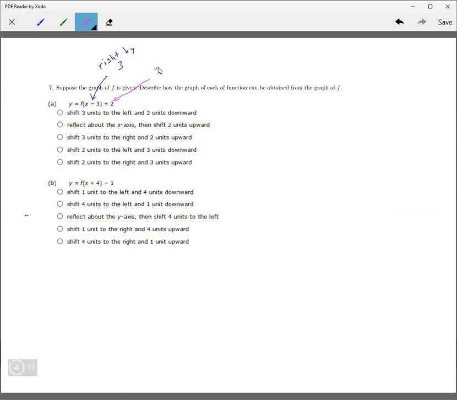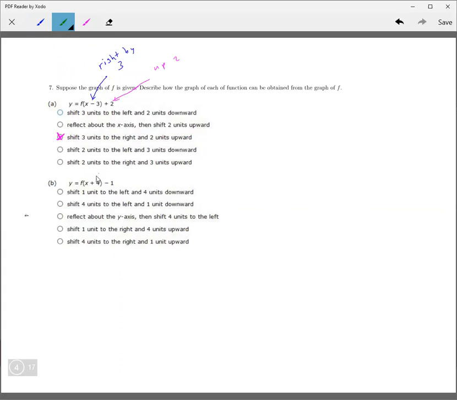And then this part is going to be up by 2. Plus 2 is outside, that's vertical, and it's in the same direction, so plus is up and minus is down. So the answer would be shift 3 units to the right, and then 2 units upward. So this answer here. 3 units to the right, and then 2 up.